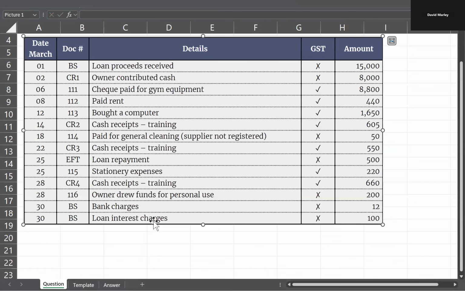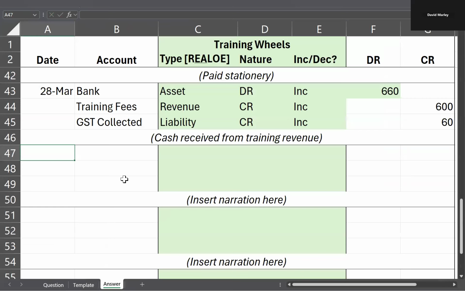Two things happened on the 30th. We're actually going to record the interest now. Generally, you would do it at the same time as making the repayment. We're going to accrue some interest, and some bank charges. You could do this in one journal, but at this stage, only week two, it's fine to just do multiple journals rather than try and complicate things. I'll show both, but my official answer is just going to have them separate.